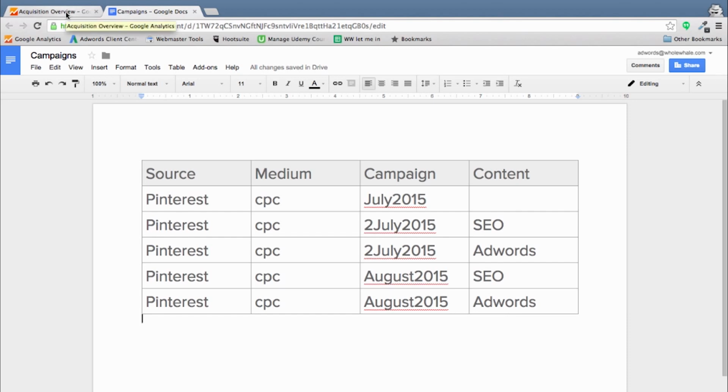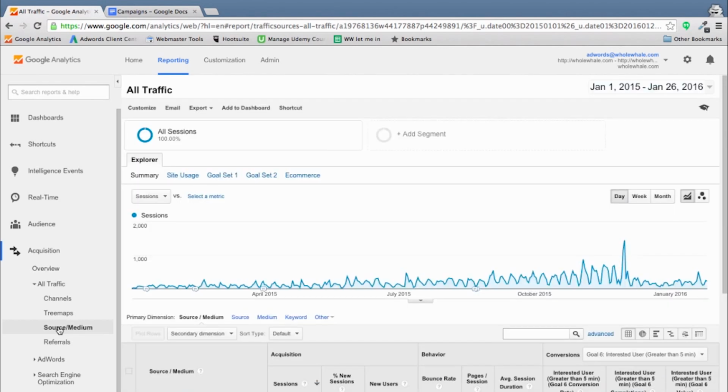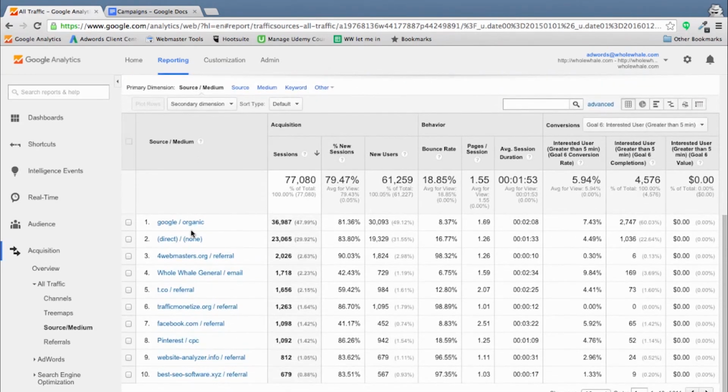Now we're gonna look at how to find these campaigns in Google Analytics. So I'm gonna start by going under the acquisition tab on the left to all traffic. And then I'm gonna look at source medium. This is a great report because you can see all the different sources of traffic to your website and how they compare. I'm gonna look for Pinterest CPC. If I didn't find it in this list, I could use this search box to find it. And I'm gonna click into Pinterest CPC.